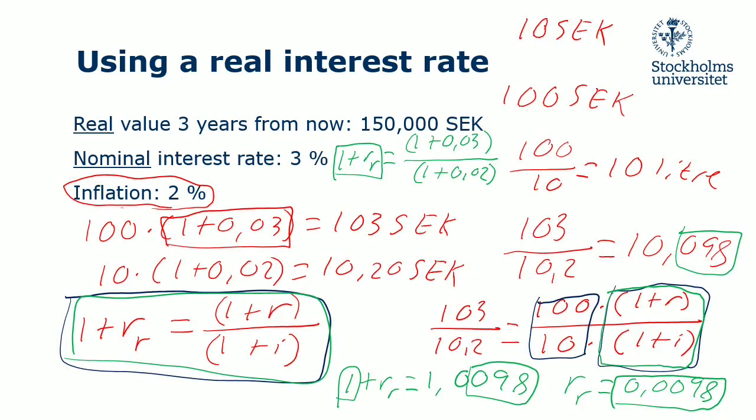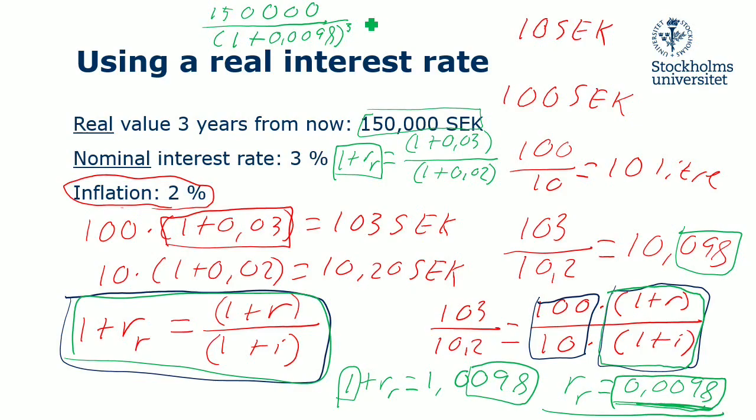Okay, so how much money do we need to deposit today in order to buy something which corresponds to 150,000 SEK in 3 years' time? Well, we can use the real interest rate and do it as we usually do. So we need today 150,000 divided by 1 plus the increase in our purchasing power, which we had down here, 0.0098, to the power of 3.